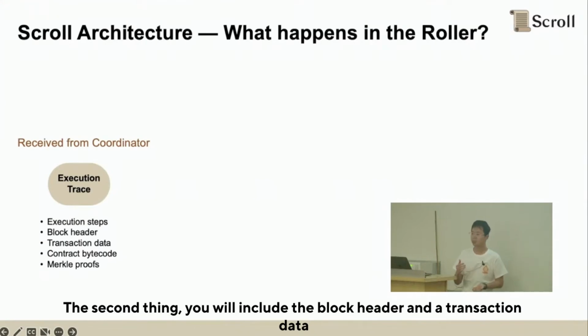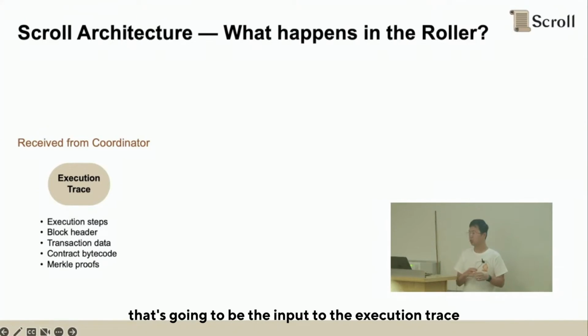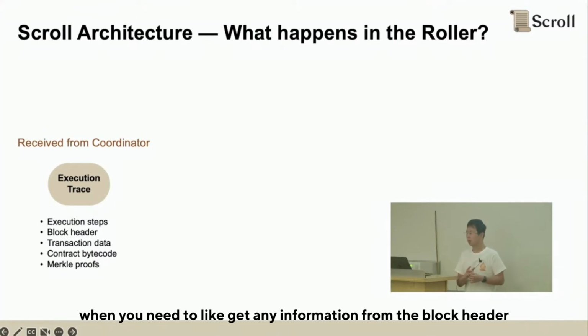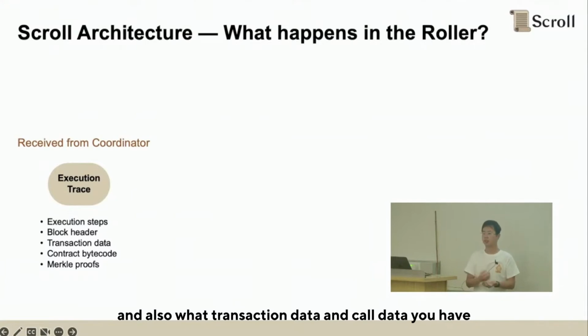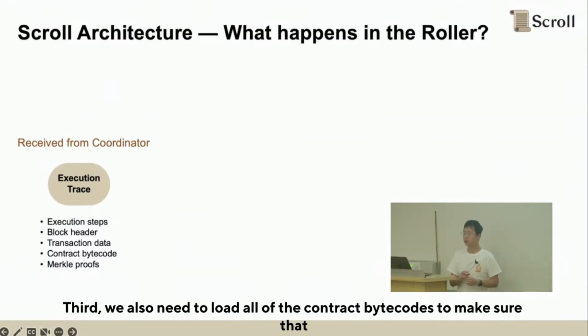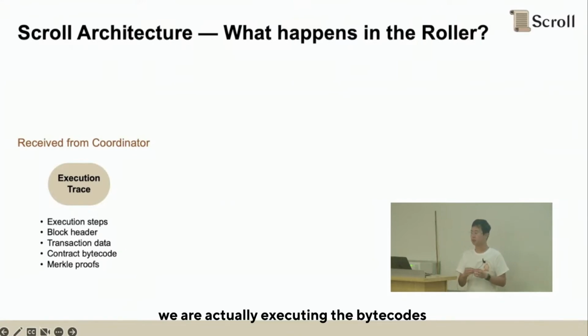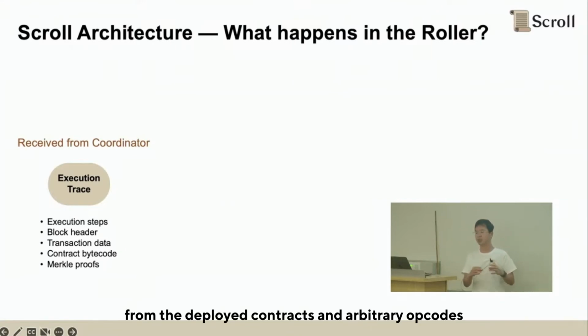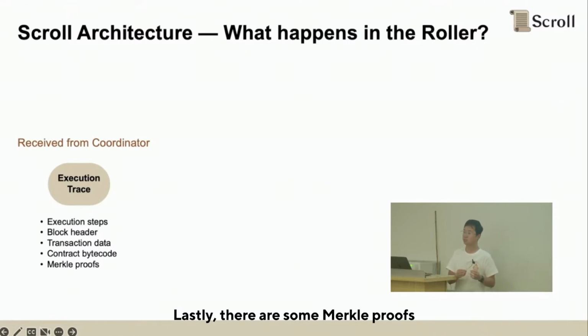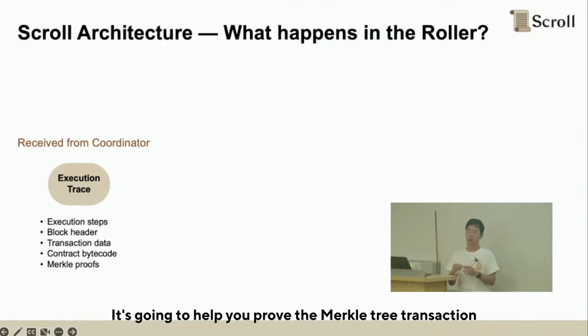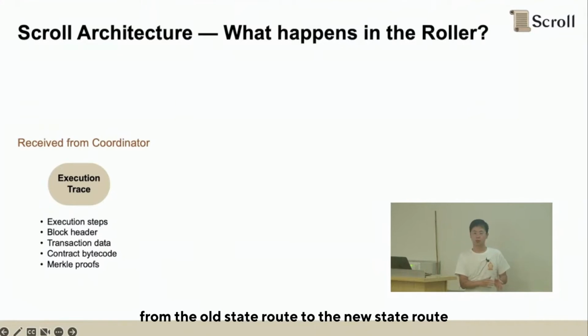And the second thing, it will include the block header and the transaction data, which are going to be the input to the execution trace, for when you need to get any information from the block header, and also what transaction call data you have. And then third, we also need to load all of the contract bytecodes to make sure that we are actually executing the bytecodes from the deployed contracts, not from arbitrary opcodes. And then last, there are some Merkle proofs. They help you prove the Merkle tree transition from the old state root to the new state root.